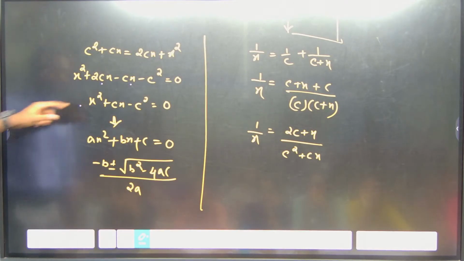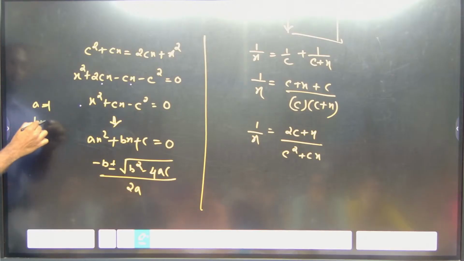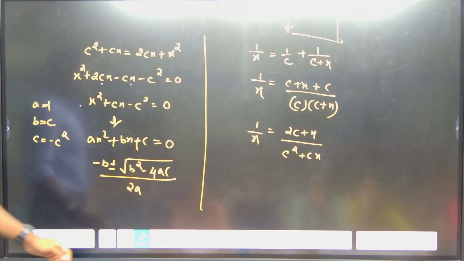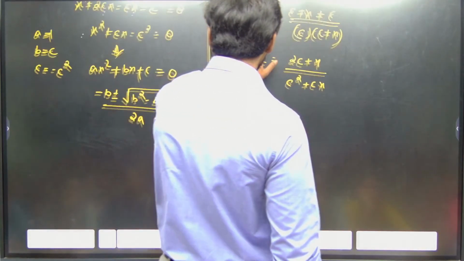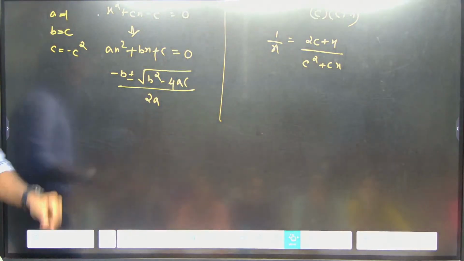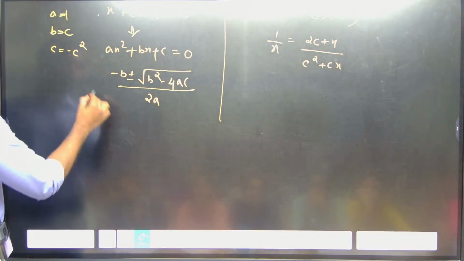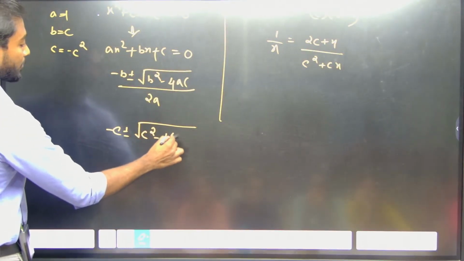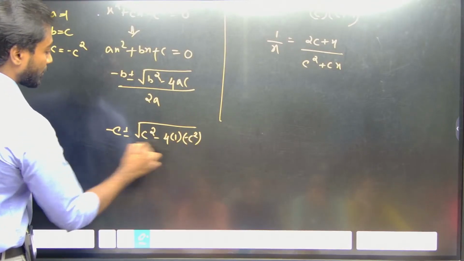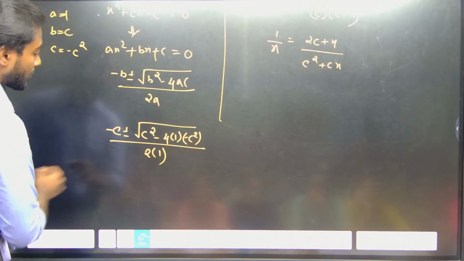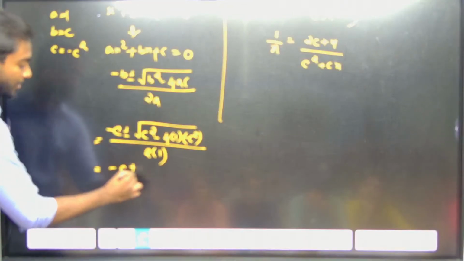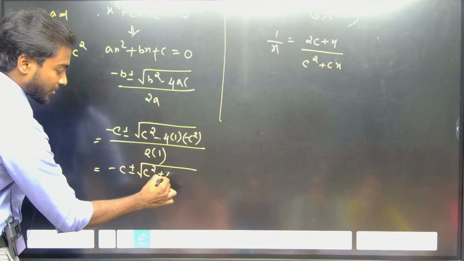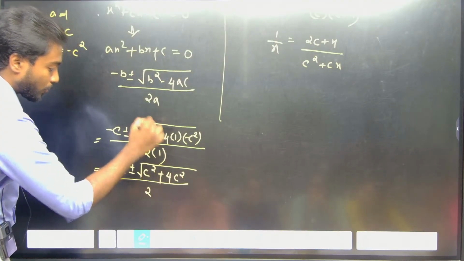So what is a here? A equals to 1, b equals to c, and c will be equals to minus c square. Okay. Any doubt up to this? Any doubt? So minus c plus or minus root over c square minus 4 times 1 times minus c square by 2 times 1. So which is equals to minus c plus or minus root over c square, minus and minus will become plus, and this is 4c square by 2.